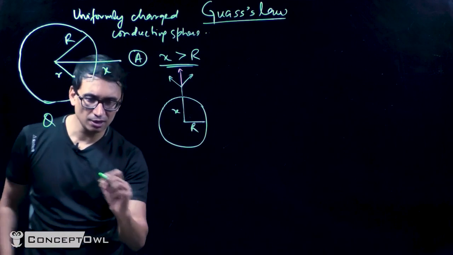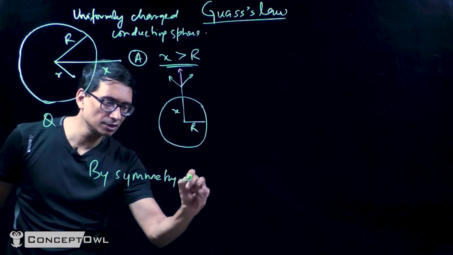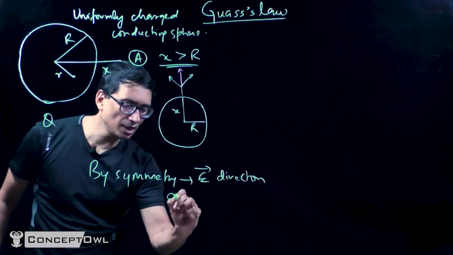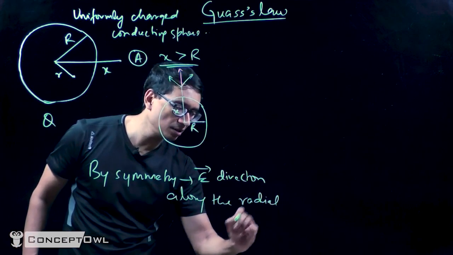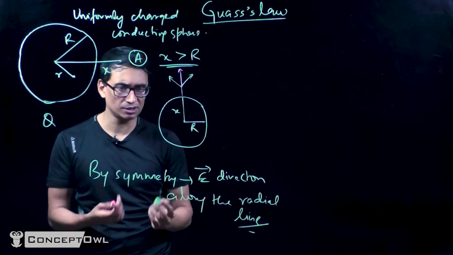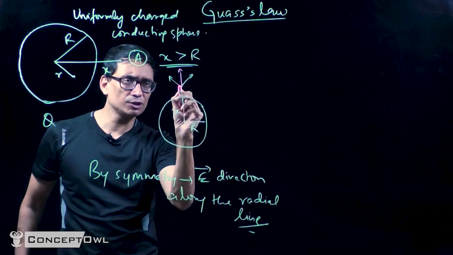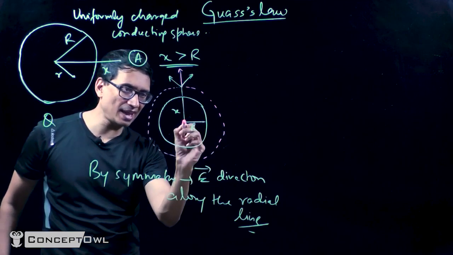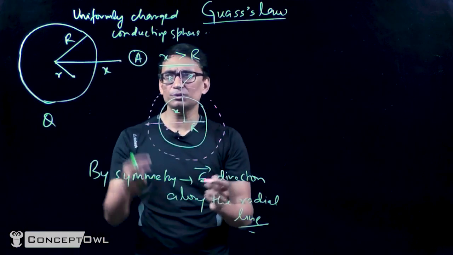So by symmetry, the electric field direction would be along the radial line. You can see that if I draw a line along the radius, it will be along the same direction. Now what I'll do is very simple. I'll draw a spherical Gaussian surface. I'll imagine a sphere of radius x. This is x, and now I'm going to apply Gauss's law on this.